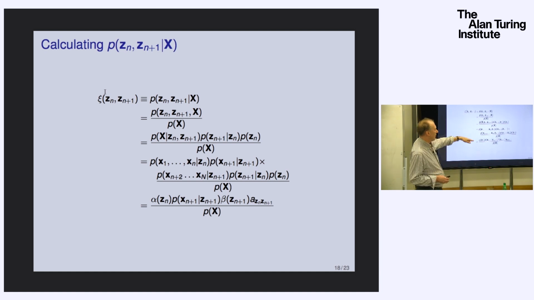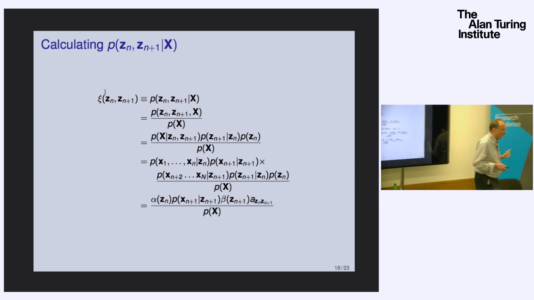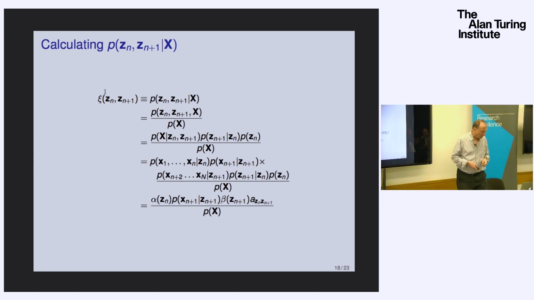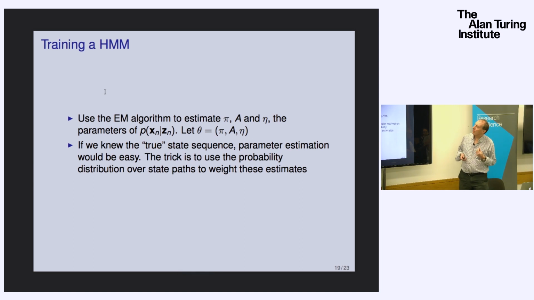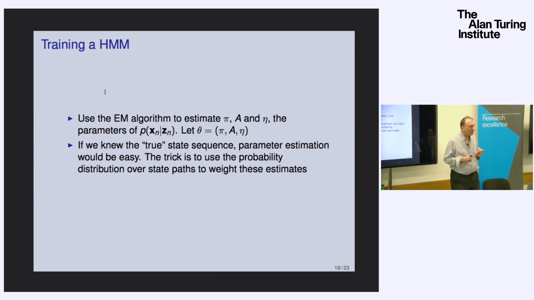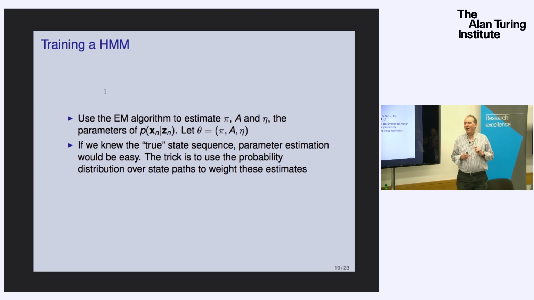And again, we can relate this to the alphas and the betas, and also this emission probability and this transition probability. So all these things work out very nicely. The reason we really want these is when we want to actually do parameter estimation.